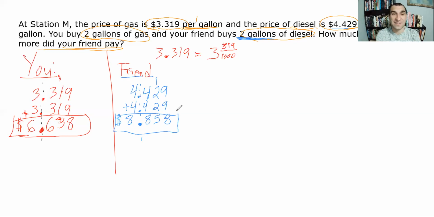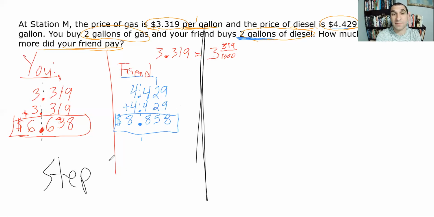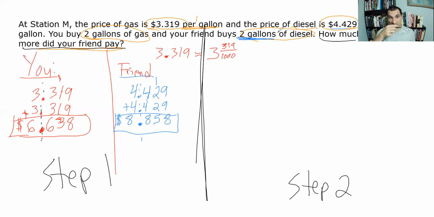But that's not the question. We had to do that step first. So that was step 1 of my problem. Step 2 is now I need to figure out how much more my friend paid. So now I'm finding the difference. When you find the difference, now we're going to be subtracting. So how do you find the difference between 2 numbers? Again, you can put them on a number line and figure it out that way.